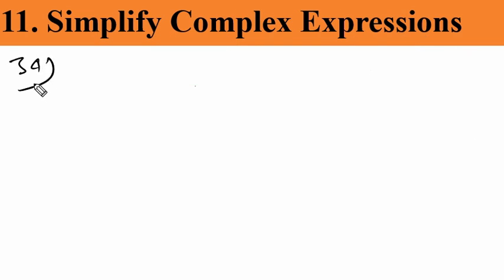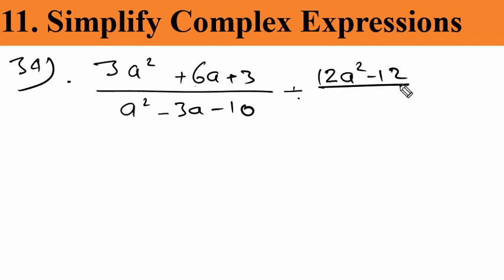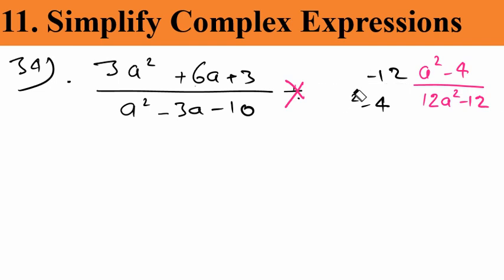Okay, next question, question number 34. That is giving us 3a square plus 6a plus 3 over a square minus 3a minus 10. This is divide sign. Okay, 12a square minus 12 over a square minus 4. So what you will do here, first you will change it to multiply. So let's do that, and that will be a square minus 4 over 12a square minus 12, right? Good. Now what should I do next?